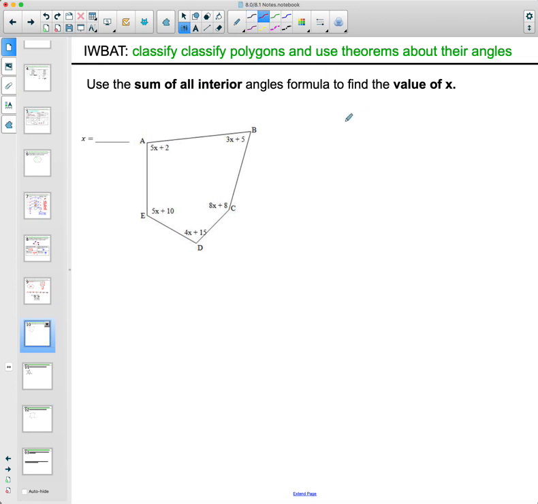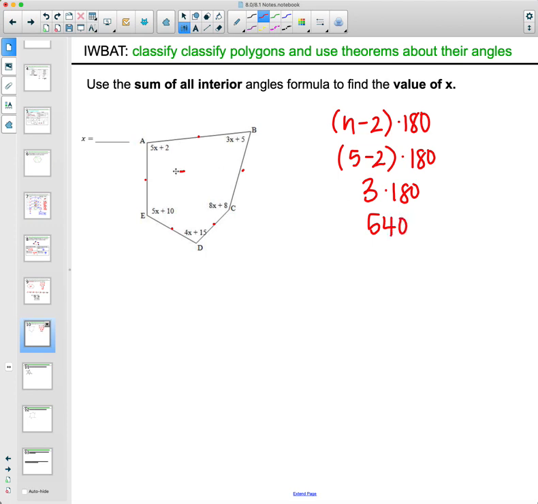Okay, let's do another one like this, so just a little bit harder with expressions. So again, we've got angles in here. Okay, so we need to know what the interior sum is. So we need to do n minus 2 times 180. N is the number of sides, so count them. 1, 2, 3, 4, 5 sides. So we'll plug 5 in. 5 minus 2 times 180 is 540. So the total here is 540.